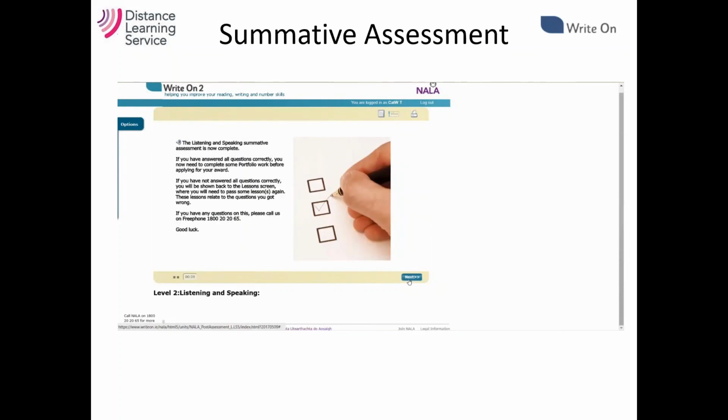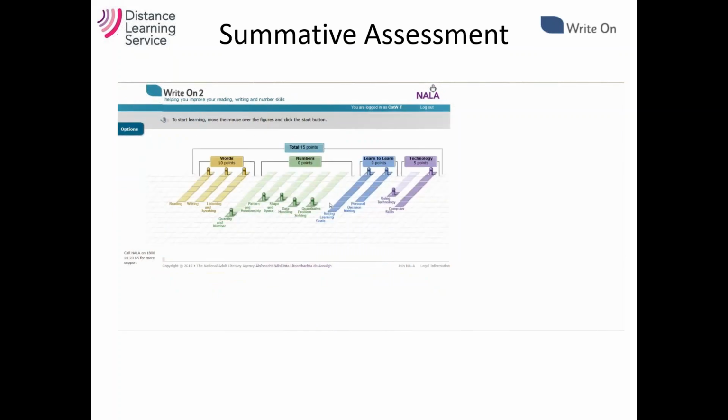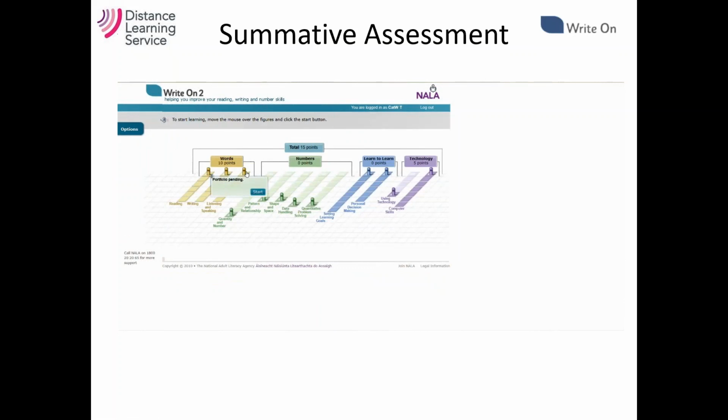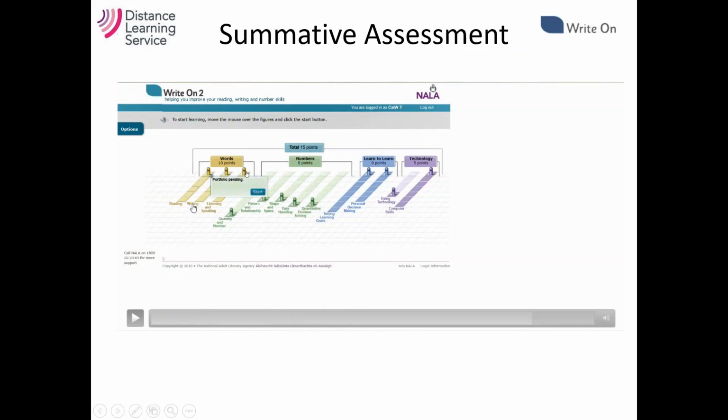What you'll note at the end of it is that in this case you're told that there may be portfolio work to do, or if you got things wrong, you have to go back over the screens again. Note here there's a button that comes up saying portfolio pending. So at level 2, for all the awards, you do initial assessment or summative assessment, and you can apply for award. However, for writing and listening and speaking, there is additional work to do, and that's indicated by this portfolio pending message.